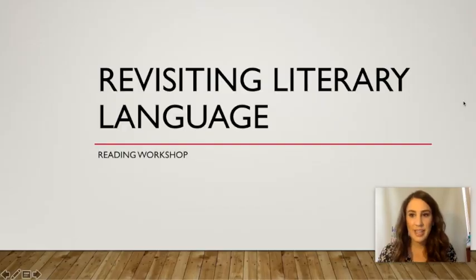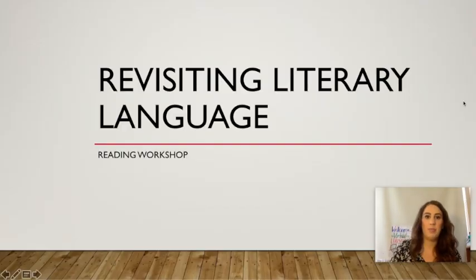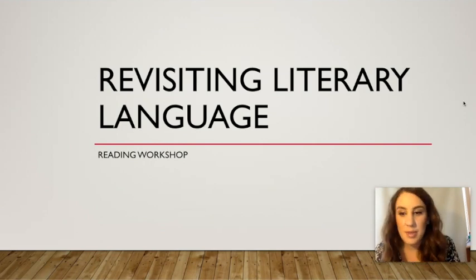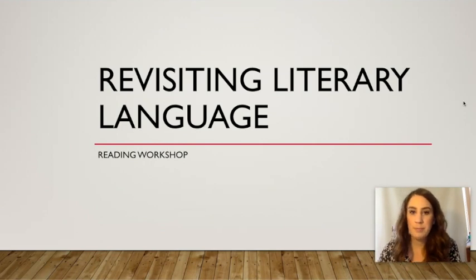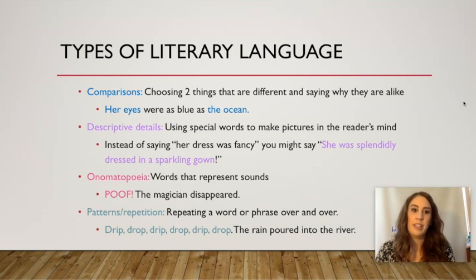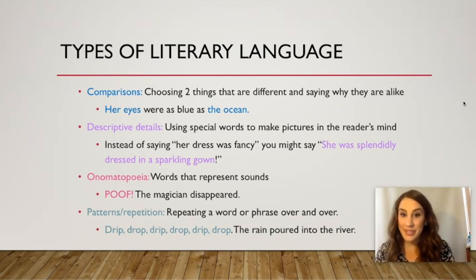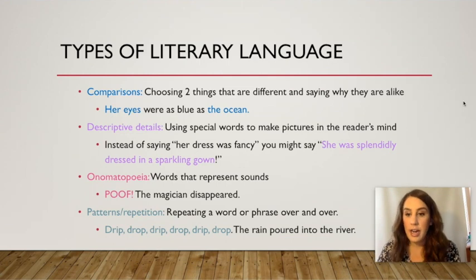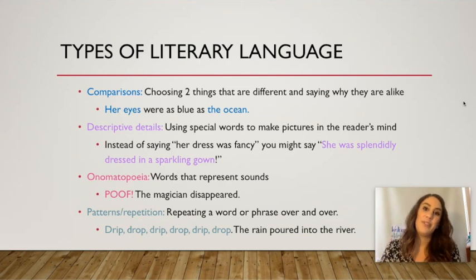So before we get started working with our Reading Workshop books, I just want to do a little review of some of the literary language we've learned about. So there's lots of different types of literary language. The first type I want to tell you about is comparisons. So when we are doing a comparison, we're choosing two things that are different and we're saying what's alike about them. So one example I put up here says her eyes were as blue as the ocean.